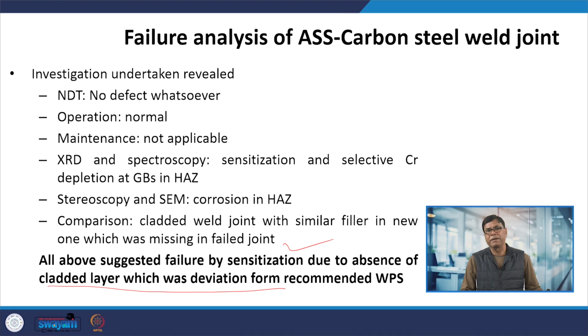So, now I will summarize this presentation. In this presentation, basically I have talked about the fundamentals associated with dissimilar metal joining, what are the common problems which are imposed during dissimilar metal joining, and what strategies we can follow for developing sound dissimilar metal joints. And we have taken up one case study on dissimilar austenitic stainless steel and carbon steel weld joints for better understanding and application of the subject.